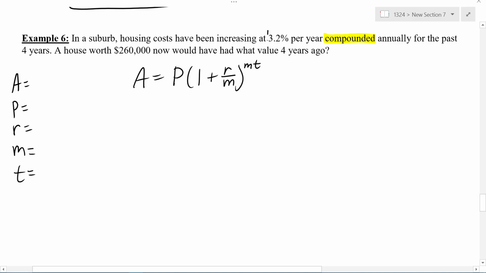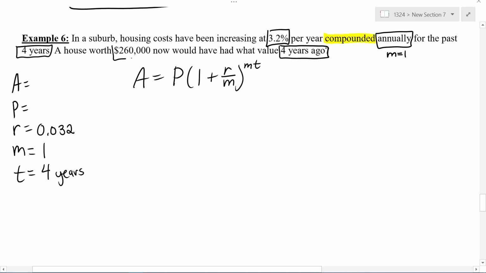Okay, so an easy one to pick out would be 3.2%. That's my interest rate or my rate. So let's convert that to a decimal. So that's 0.032. Okay, so it says compounded annually. Annually means I'm compounding 1 time per year. So that's an M value of 1. And it says that this has been going on for the past 4 years, and we want to know what value the house had 4 years ago. So that looks like a t value of 4 years.